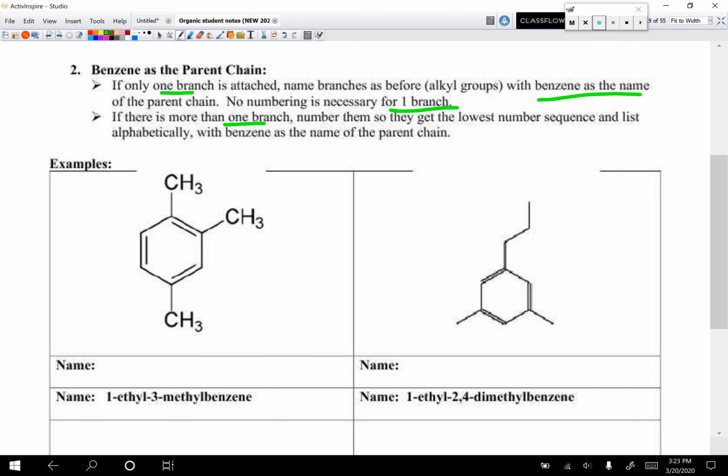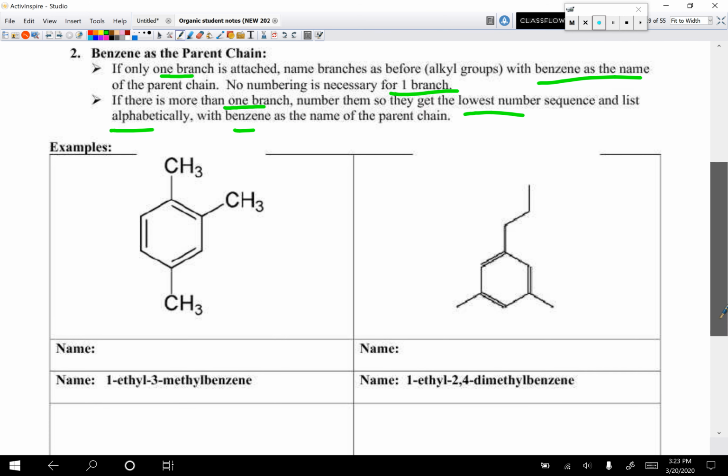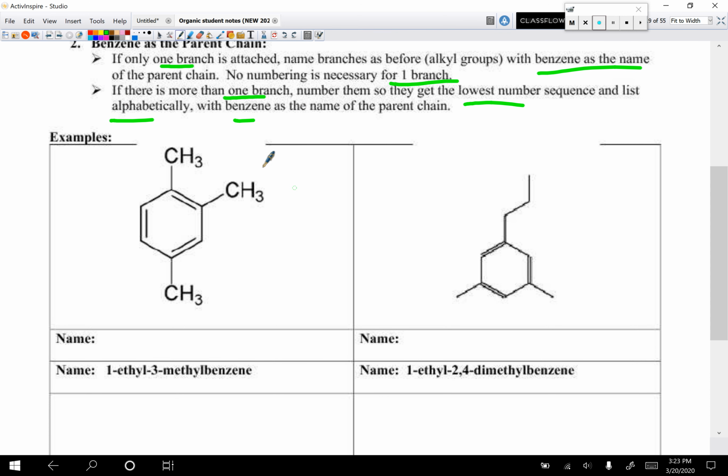If there's more than one branch or just one simple branch, then number them to get the lowest numbers possible, just like we did for our cycloalkanes and cycloalkenes. And of course, list alphabetically, just like we've been doing before, with benzene as the parent. All right. So for example, when we look at our first one right here, we can tell that benzene must be the parent because we have multiple branches off benzene.